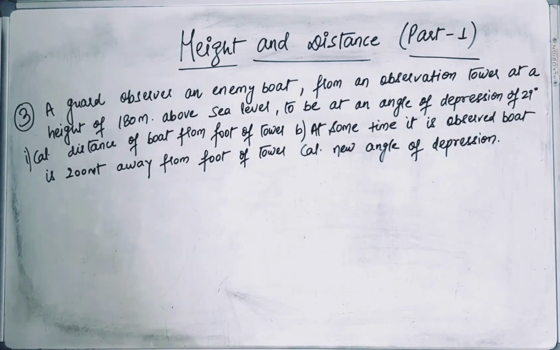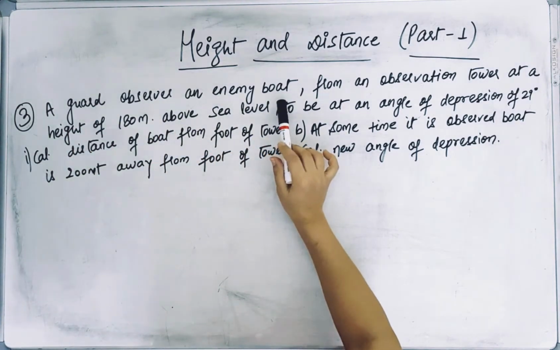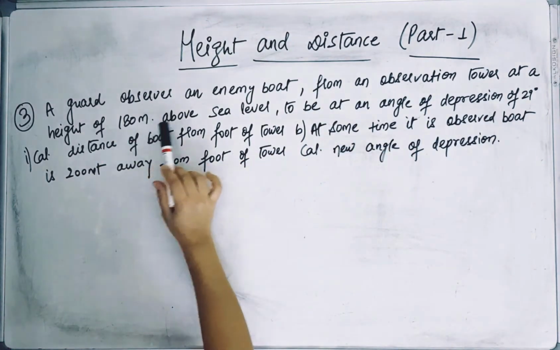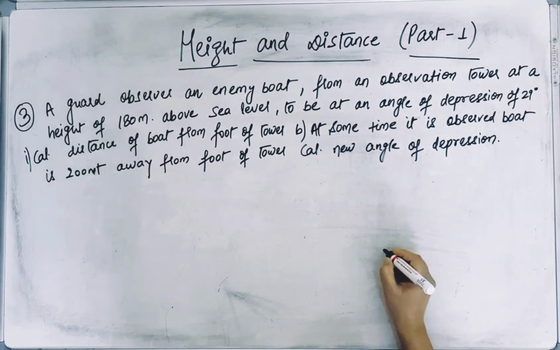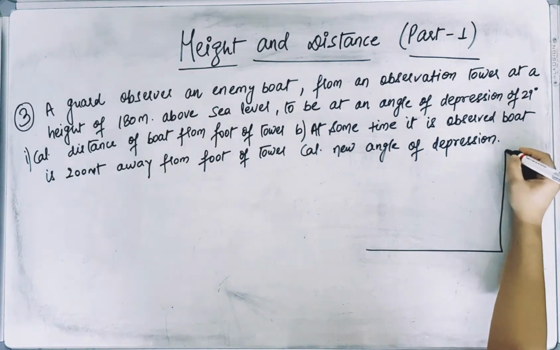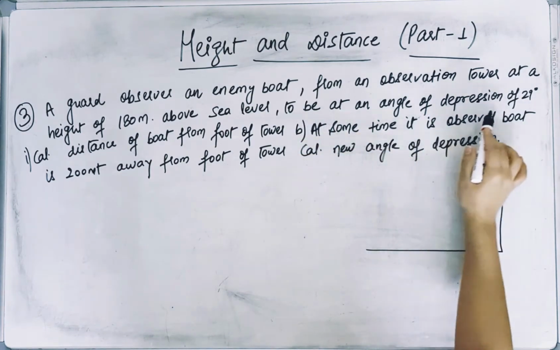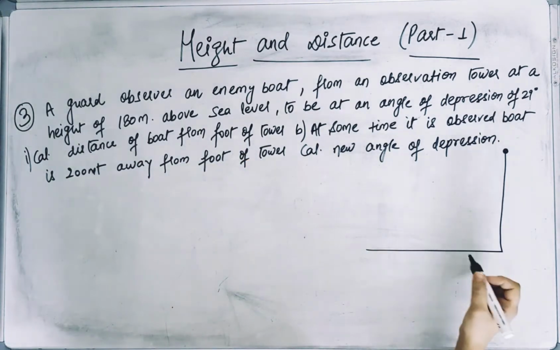So now the question is, a guard observes an enemy boat from an observation tower at a height of 180 meter above the sea level. Let's suppose this is a sea level. Okay, now here is a tower. Here is a guard. Now this guard is observing another enemy boat to be at an angle of depression of 29 degree. Calculate distance of boat from foot of the tower.